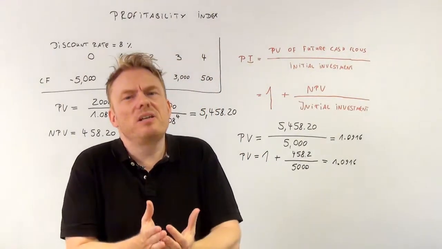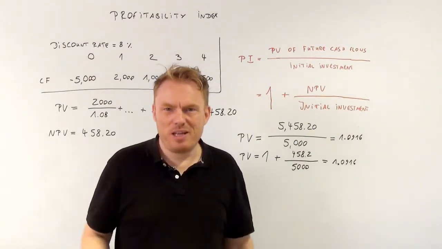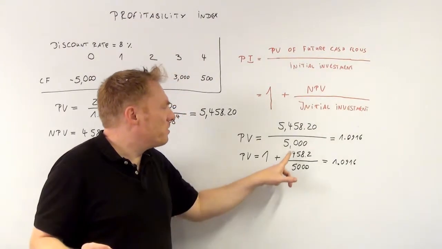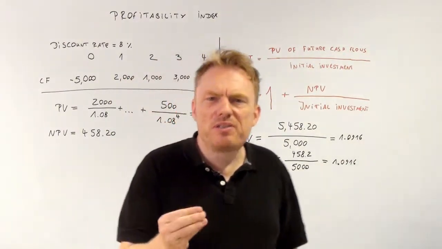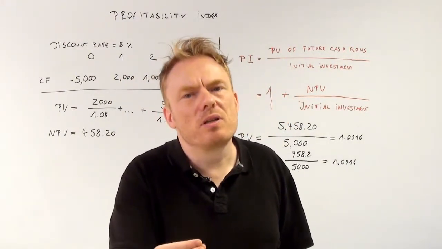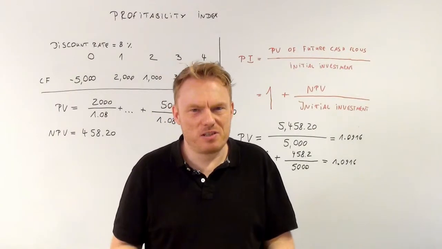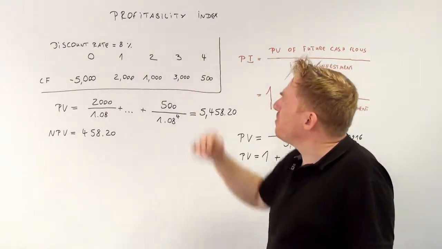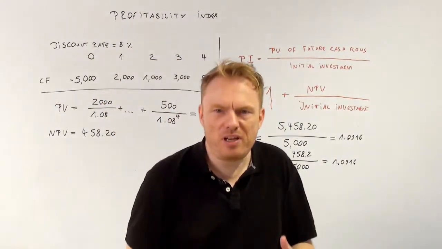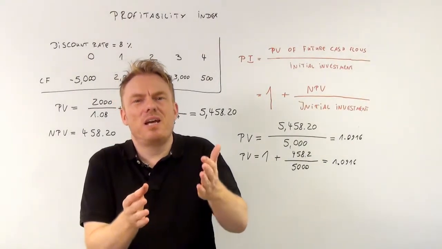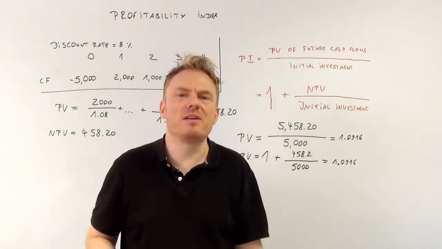So what do you think? A profitability index which is strictly superior to 1, is it a good number? Is it a bad number? It's a good number, because there's a positive number added to 1. So if the profitability index is strictly superior to 1, you will invest. If it's inferior to 1, you will not invest. So that's the consequence of the profitability index. You calculate the profitability index and you just look at it and say, if it's superior to 1, you will invest. If it's inferior to 1, you will not invest.